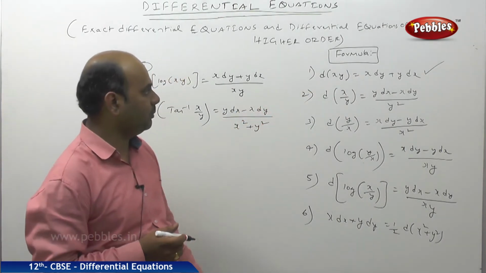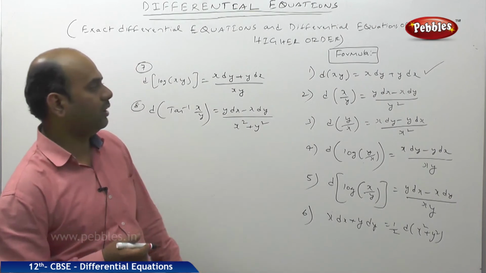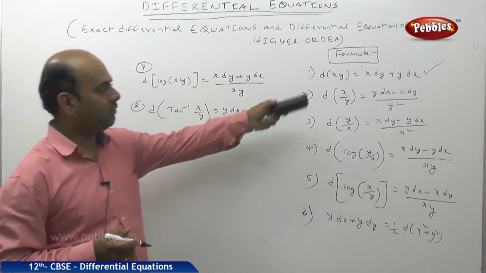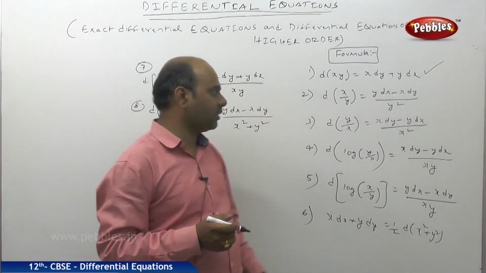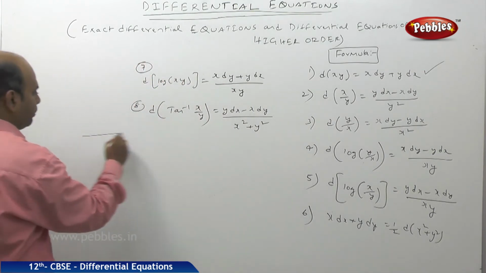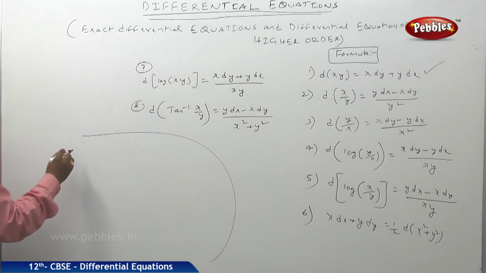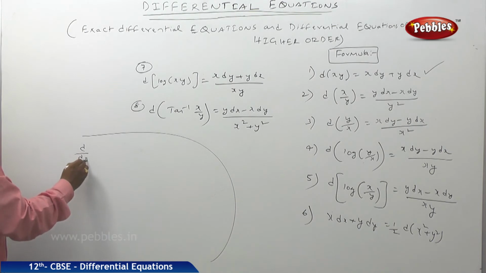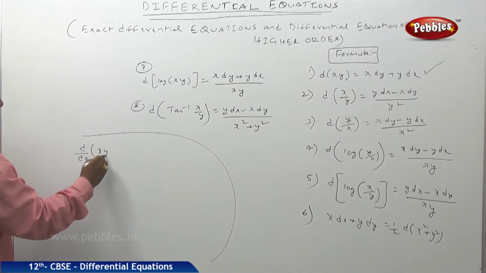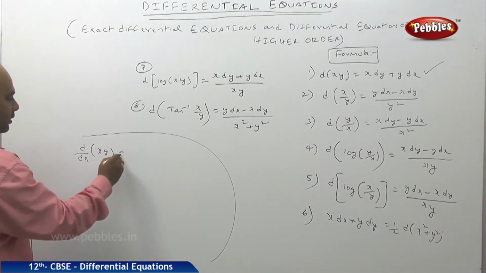So d of xy means x dy plus y dx, and d of x by y means (y dx minus x dy) by y square. Some people may ask me, sir, how you got all these things? So here I will be showing d by dx of xy.